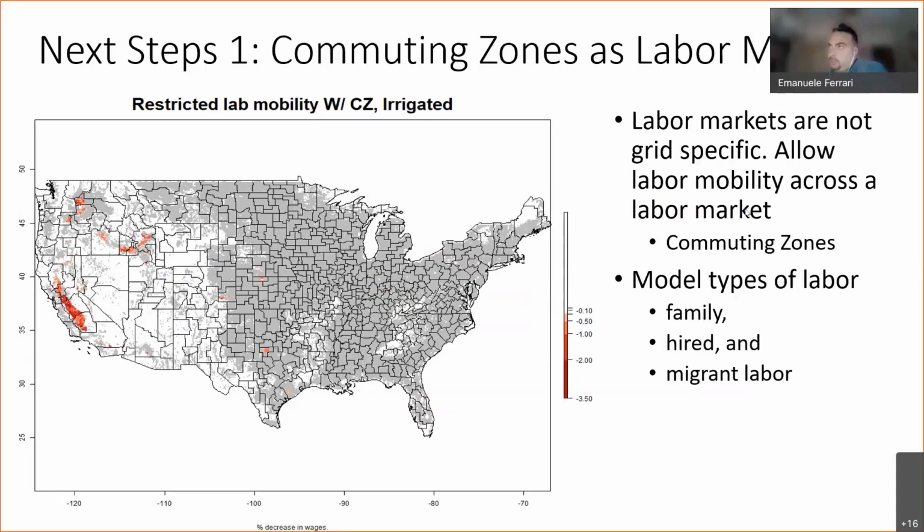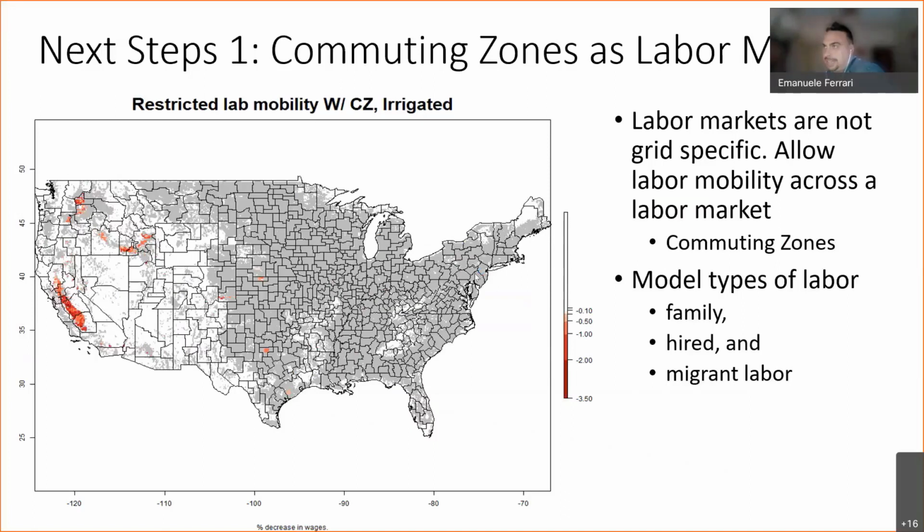You don't differentiate between. Yes, for now there is one labor type, but we will model at least these three different labor types: family, hired, and migrant. All right. Okay. Well, while waiting for a question, I would have another one, if you don't mind. Sure, please. Do you also plan to take into account issues like international migration?